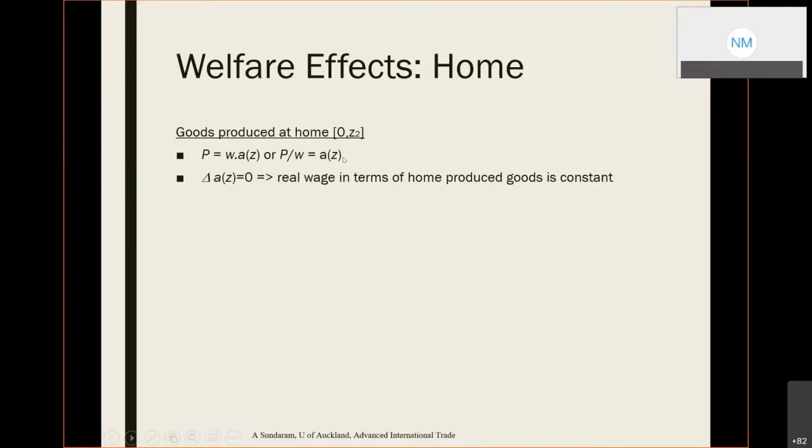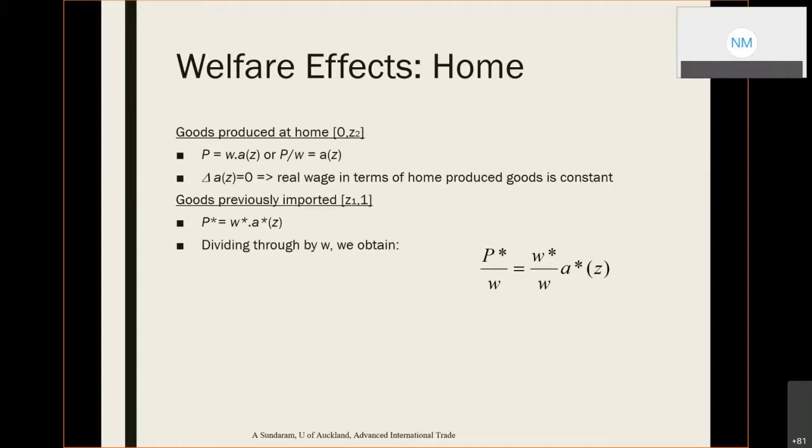And because there's no change in A, P over W has not changed for the goods that are on the continuum 0 to Z2. What does that mean? P over W, if you notice, is the inverse of the real wage. Right, W over P is the real wage. In other words, it's a signal of purchasing power. So what this is telling us is on 0 to Z2, on that particular spectrum, nothing has changed in terms of Indian purchasing power. The real wage in India is still the same.